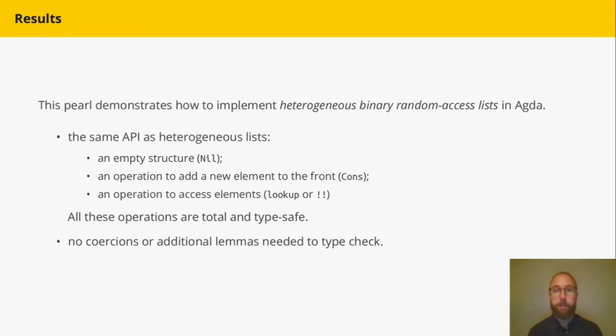So what's in the paper? I show how to implement a heterogeneous binary random access list in Agda. And this has the same API as regular heterogeneous lists. So there's an empty structure, nil, and there's an operation to add new elements to the front of the list, and an operation to access elements within the list, a lookup or a bang bang. And all of these operations are both total and type safe. And furthermore, there are no coercions or lemmas necessary for everything to type check. It's intrinsically typed by design.